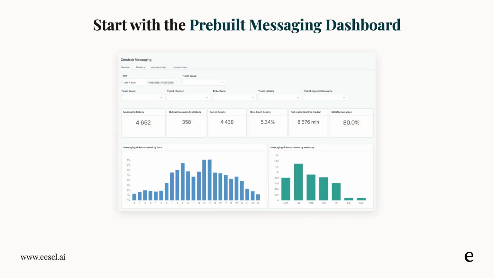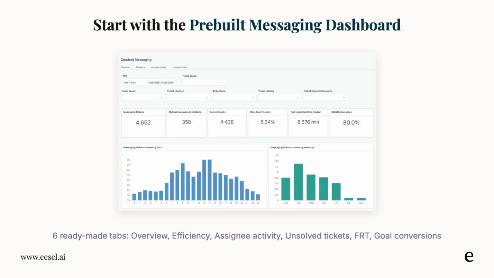Before building custom reports, check the pre-built messaging dashboard in Explore. It has 6 tabs ready to use: Overview, Efficiency, Assignee Activity, Unsolved Tickets, First Reply Time, and Goal Conversions. Clone it and customize from there. It's far faster than starting from scratch.